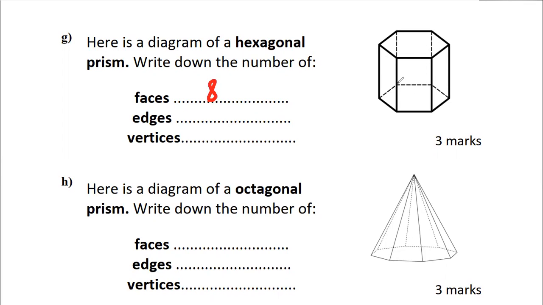And how many edges are there? There are 6 edges in the base, 6 on the top, and 6 connecting them. So 6 times 3 will be 18. So it has 18 edges. How many vertices does it have? 1, 2, 3, 4, 5, 6 vertices in the bottom, and 1, 2, 3, 4, 5, 6 in the top. So 12 vertices altogether.